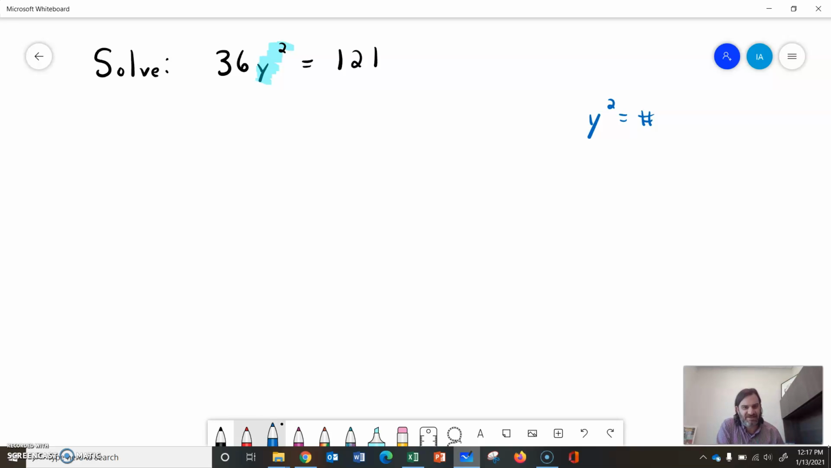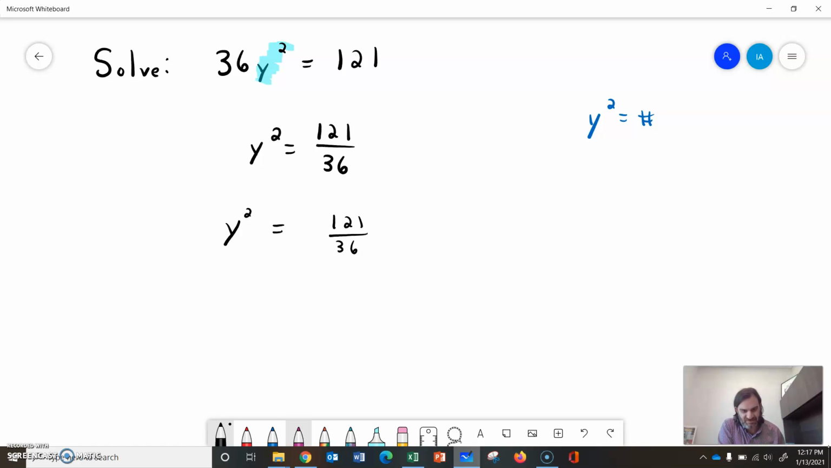So we'll divide both sides by 36. So we'll have y squared equals 121 over 36. Now you could possibly divide that, but it won't be as nice of an answer if we do that. So once we do that, we can take the square root of both sides.